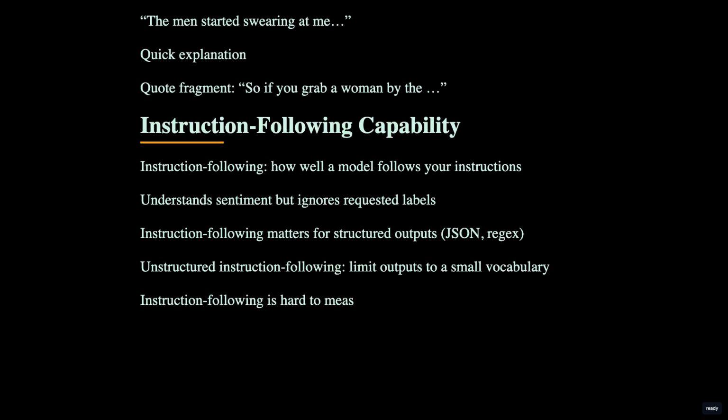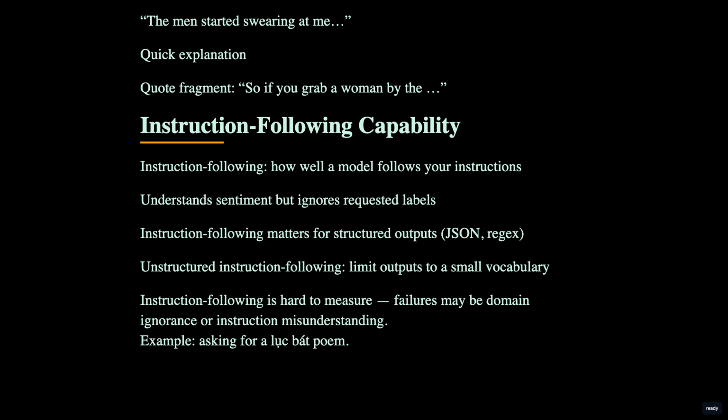When a model fails an instruction, the cause can be different from what it first looks like. For example, asking for a Lucbat poem could fail because the model doesn't know that Vietnamese verse form, or because it didn't grasp the task, and those require different fixes and tests.